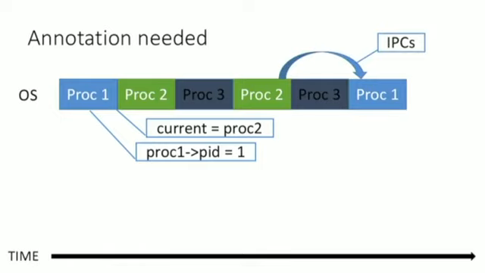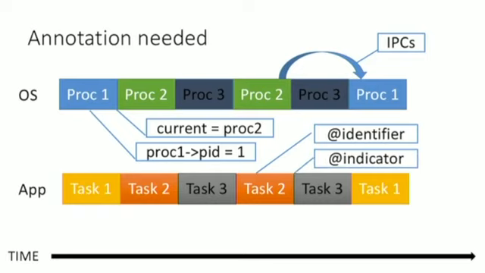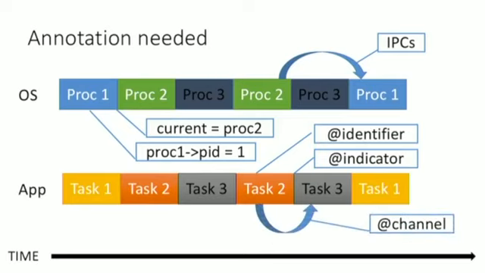For example, like pipes. And the apps have a very similar model. The application programs basically deal with individual tasks. Those tasks are annotated. And to identify individual tasks, we define one annotation. It's called identifier. It's just like the PID in the process model to identify the individual tasks, and one indicator to indicate the switch between tasks. And similarly, we have IPCs, and we have the channel annotation representing the data exchange channel.